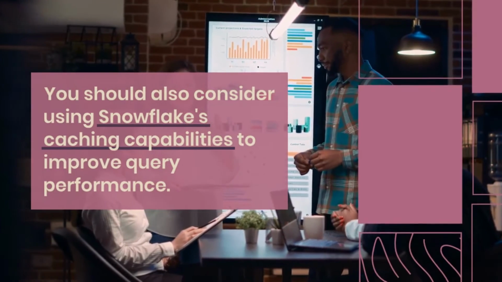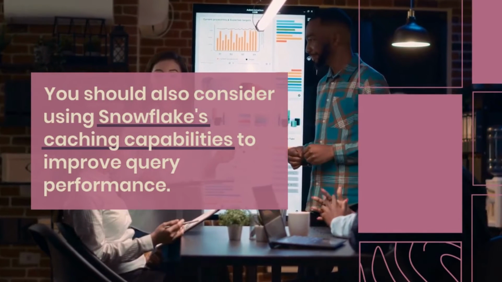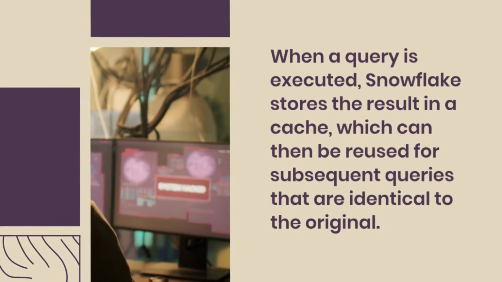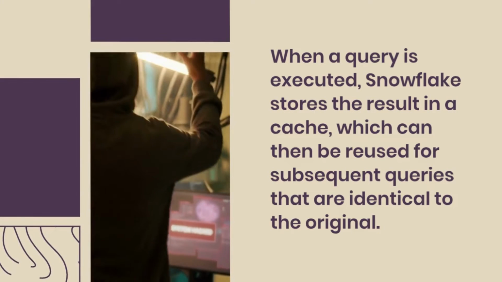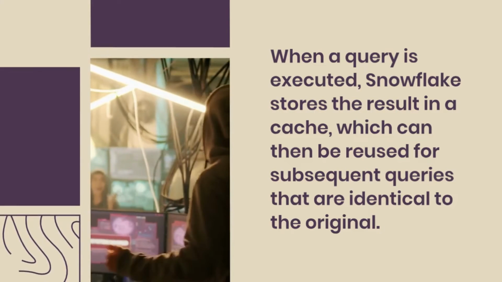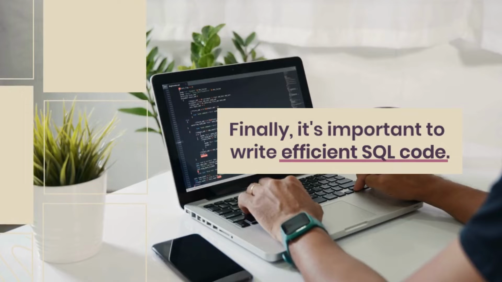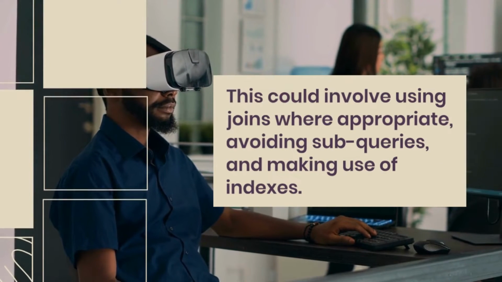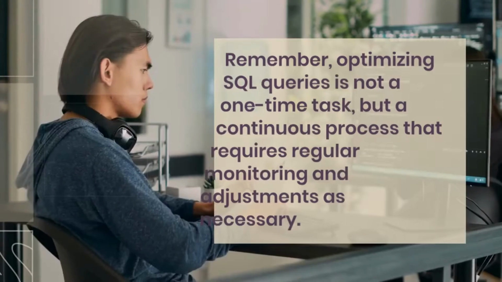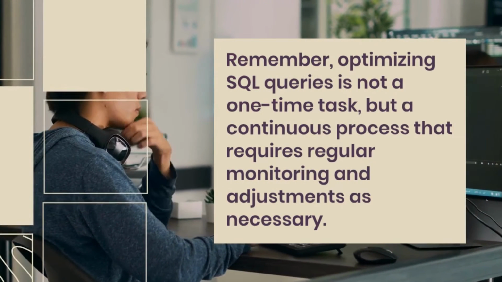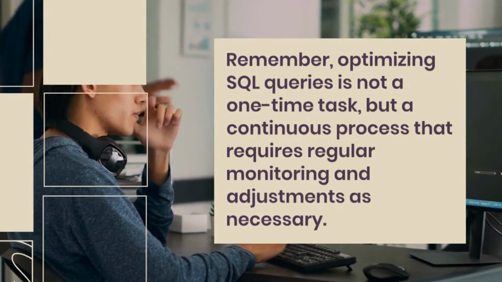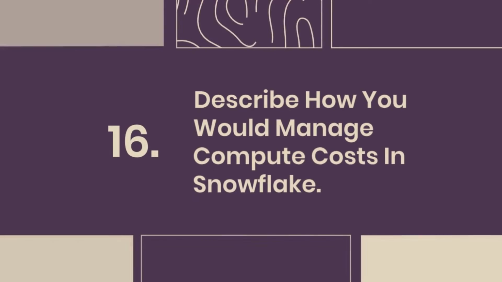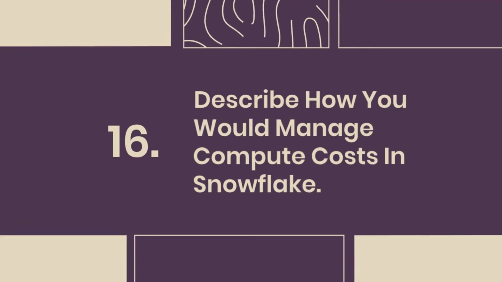You should also consider using Snowflake's caching capabilities to improve query performance. When a query is executed, Snowflake stores the result in a cache, which can then be reused for subsequent queries that are identical to the original. Finally, it's important to write efficient SQL code. This could involve using joins where appropriate, avoiding sub-queries, and making use of indexes. Remember, optimizing SQL queries is not a one-time task, but a continuous process that requires regular monitoring and adjustments as necessary.